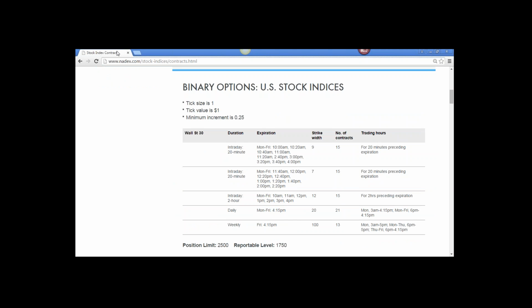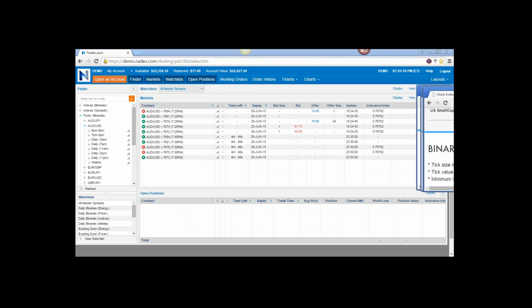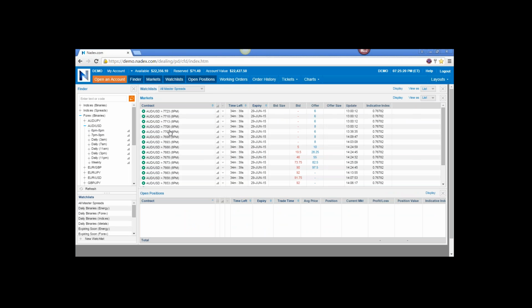What do I mean by strike width? What does that mean? Strike width is right here. See, if we go to Aussie dollar, we're looking at the 6 p.m. to 8 p.m. expiration. Okay. There's a bunch of them listed here. There's a bunch of different strikes. And strike width means what is the width? What's the distance between the strikes? As you see right here, it's 5. See, this one's 77.08, 77.13, 77.18. They're 5 ticks wide, those strikes.